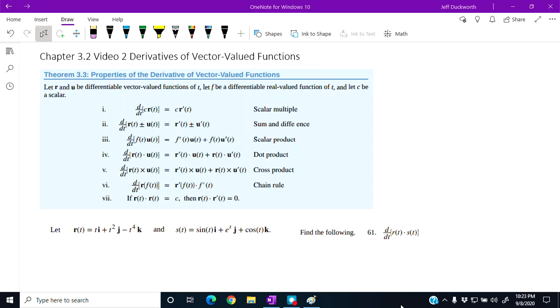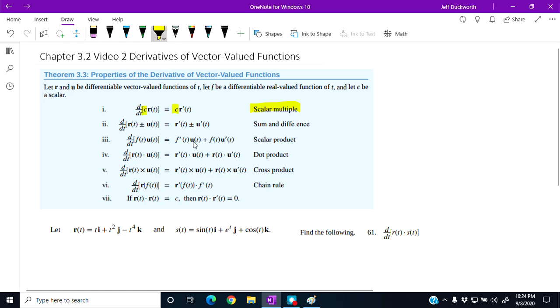All right, now we're going to go into different properties of the derivative of vector valued functions. Numbers 1, 2, 3, and 6 all should work about how you would expect them to. First of all, number 1: if we have a scalar, in this case c, multiplied by a vector valued function, we can pull the scalar out when we take the derivative. It's the same as scalar multiplication in a regular derivative.